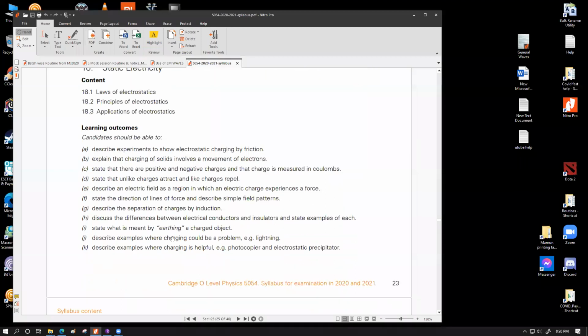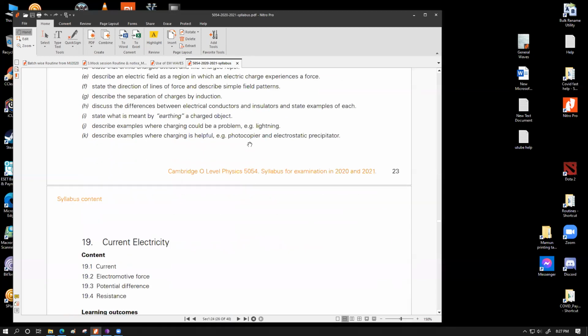State examples of each. That's just what it is. State what is meant by earthing a charged object. Describe examples where charging could be a problem. Example, lightning. So there can be other things as well. For example, lightning is a problem. The likelihood of gas explosion in refueling stations can be a problem. Then static shocks from TV screens or, during the winter, from your clothes can also be a problem. So it's not actually a problem, but it's irritating, to be honest. To say examples where charging is helpful: photocopier, electricity, refrigerator. So we know the steps, and that's basically it.